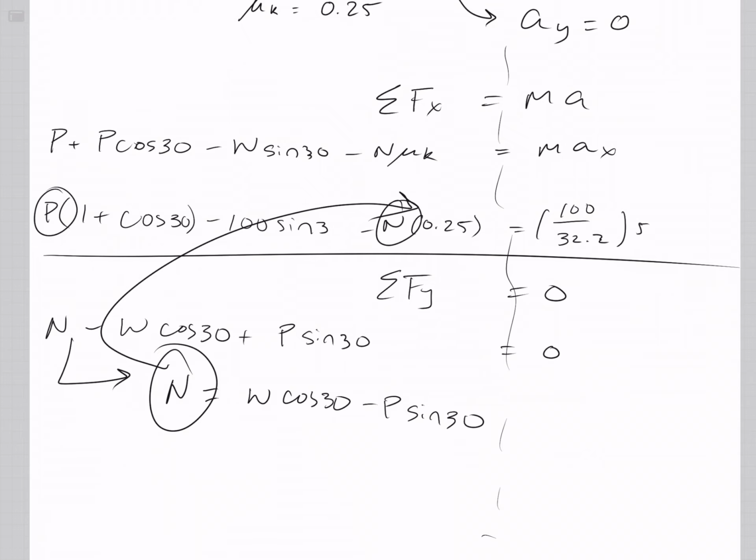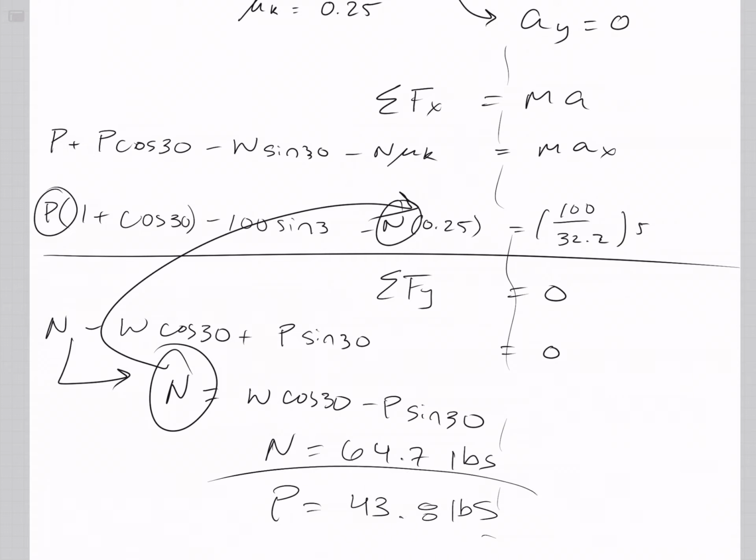Or you can use a program that allows you to do simultaneous solving like Wolfram Alpha or MATLAB. And n equals 64.7 pounds, and P equals 43.8 pounds. And that is our final answer.